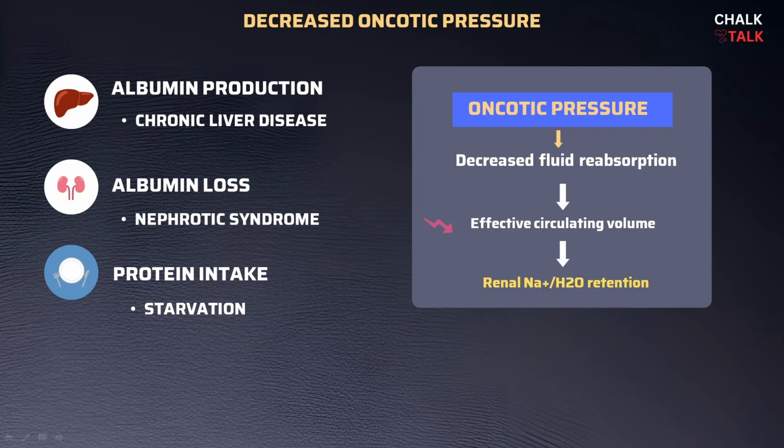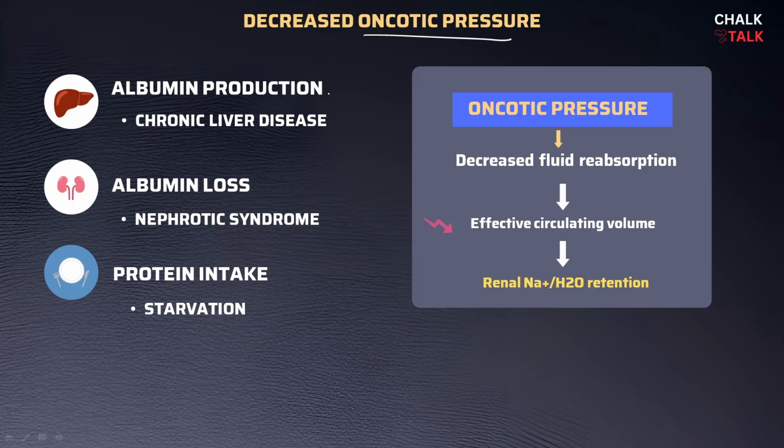Normally, fluid is kept in balance by two main forces, and we just discussed hydrostatic pressure, which is like water pressure in pipes pushing fluid outward. Now, let's discuss oncotic pressure, which is like a sponge inside the vessels pulling fluid back in. This sponge effect is mainly created by a protein called albumin, which is produced by the liver.